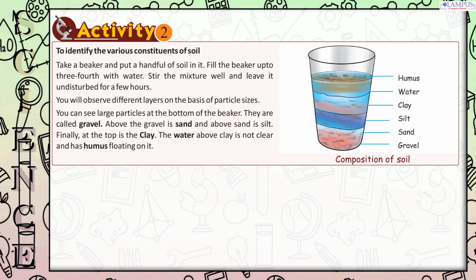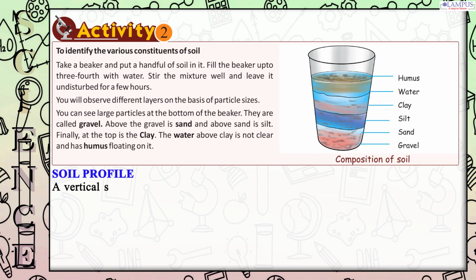You will observe different layers on the basis of particle sizes. You can see large particles at the bottom of the beaker. They are called gravel. Above the gravel is sand and above sand is silt. Finally, at the top is the clay. The water above clay is not clear and has humus floating on it.